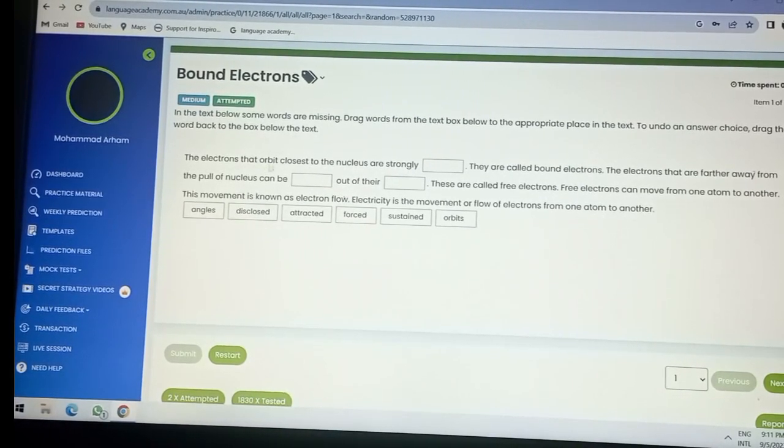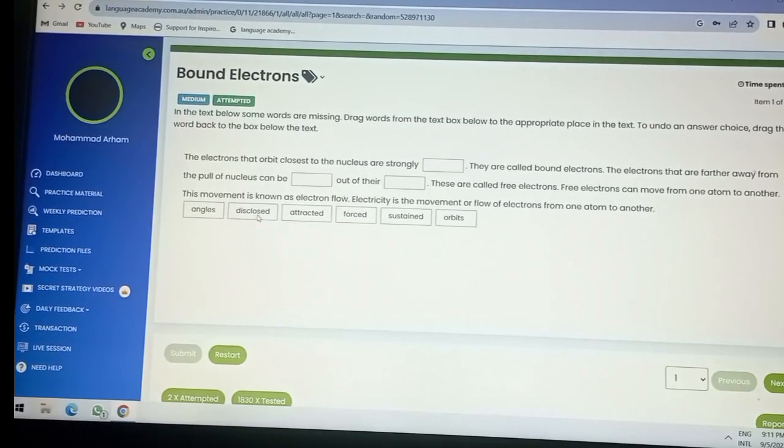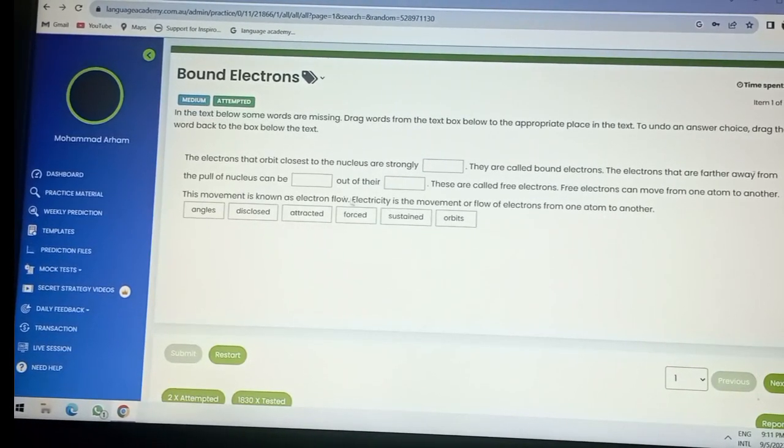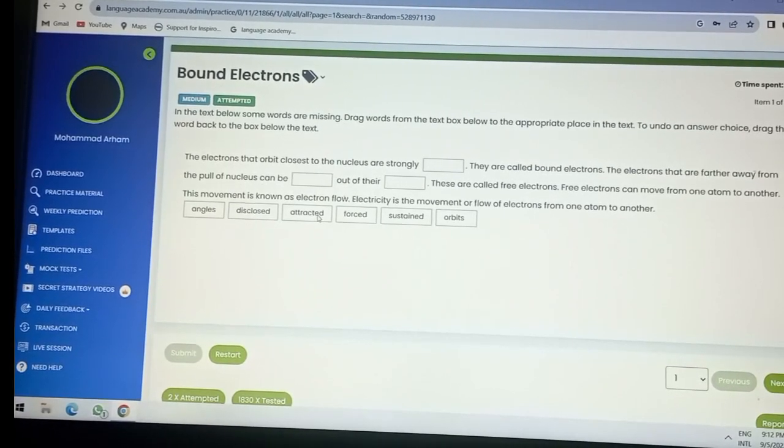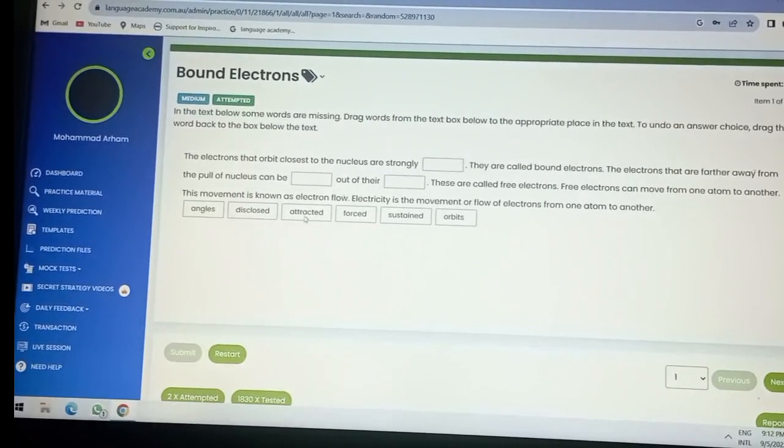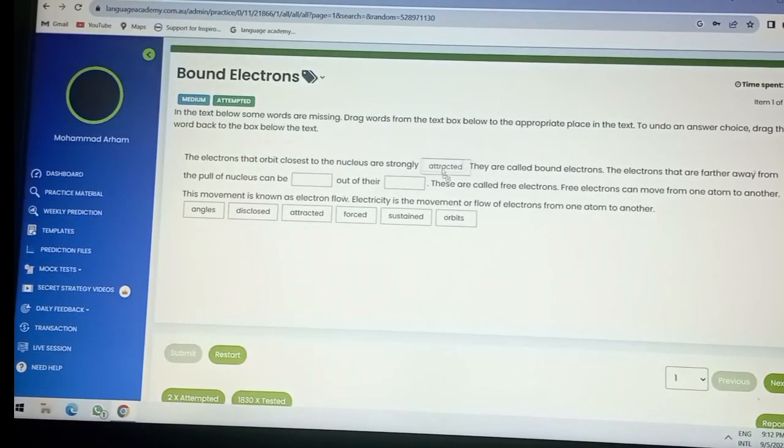The electrons that orbit closest to the nucleus are strongly dash. The options are angle, disclose, attract, force, sustain and orbit. Strongly, form, attract, ed. Strongly attracted.